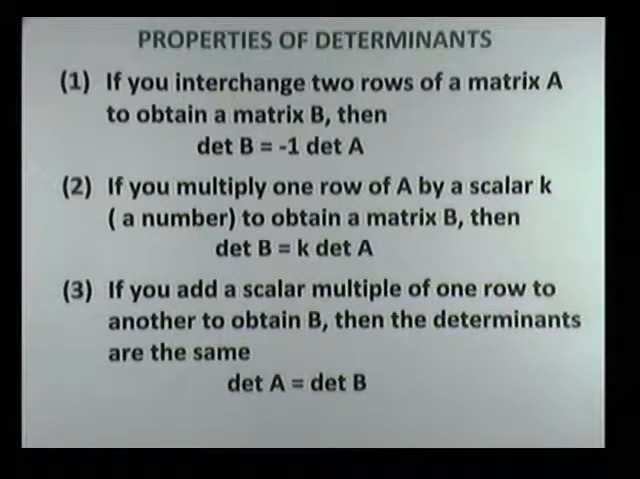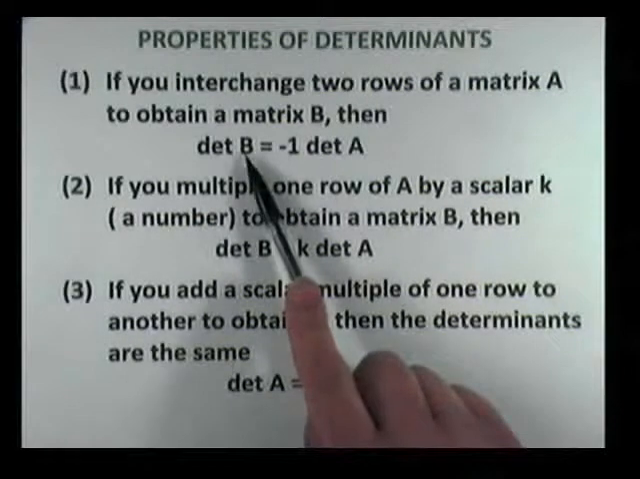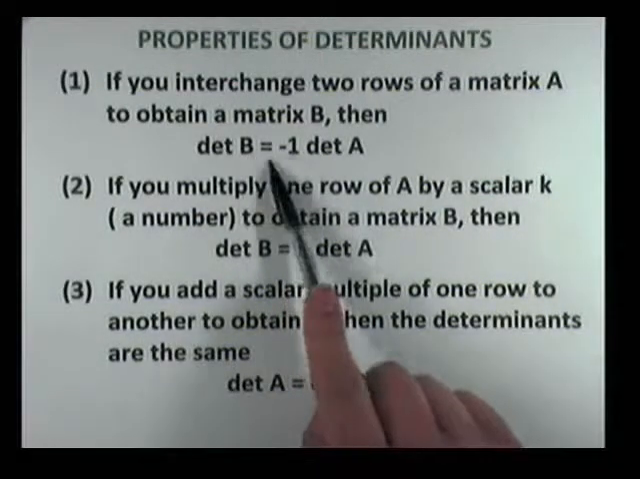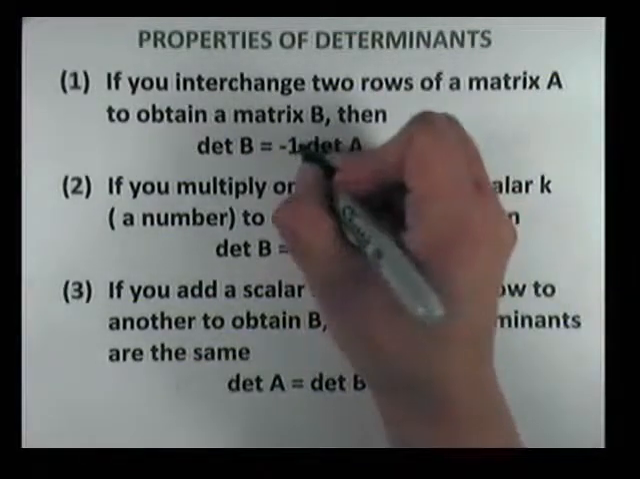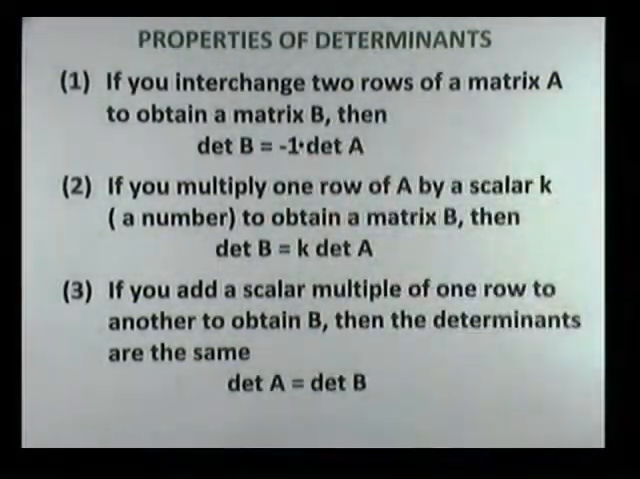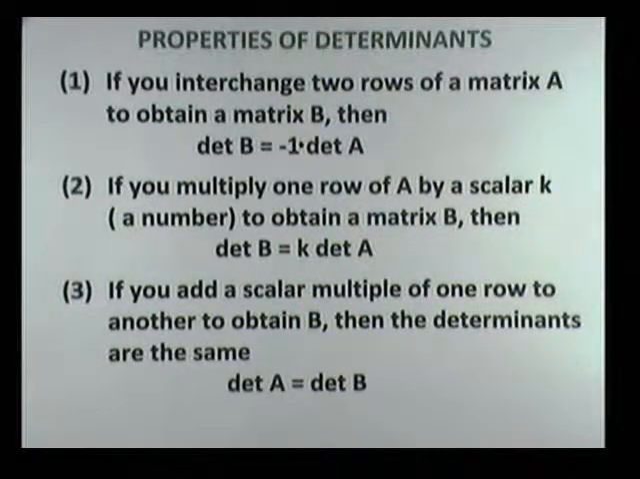So now we would like to talk about properties of determinants. Number 1, if you interchange two rows of a matrix A to obtain a matrix B, then the determinant of the new matrix is equal to -1 times the determinant of the old matrix. Okay? So if you interchange two rows, then make sure you put minus in front of the determinant.